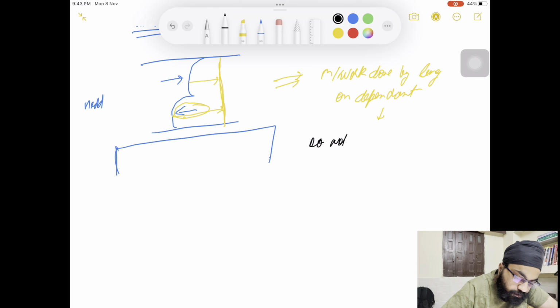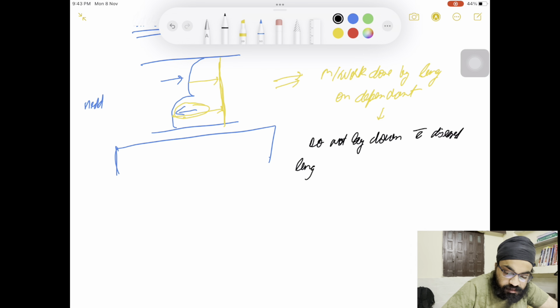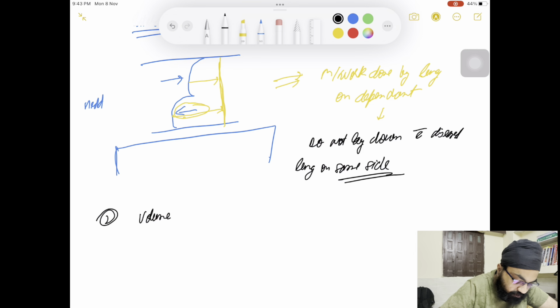Okay, so do not lay down with the diseased lung on the same side. Easy peasy. First clinical done. Second is volume expansion.